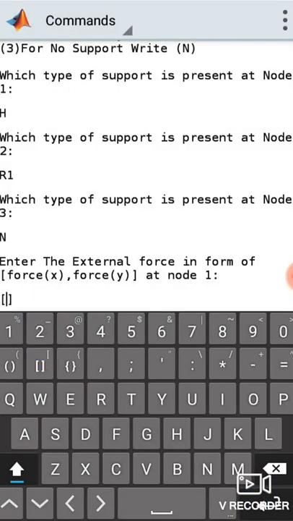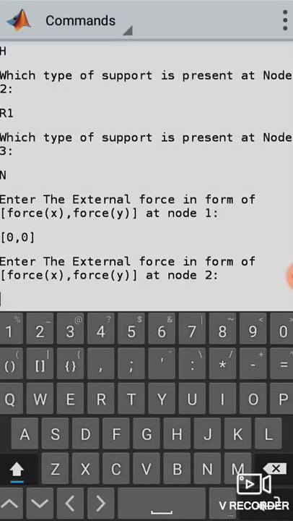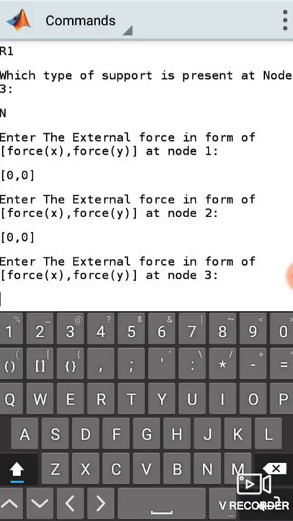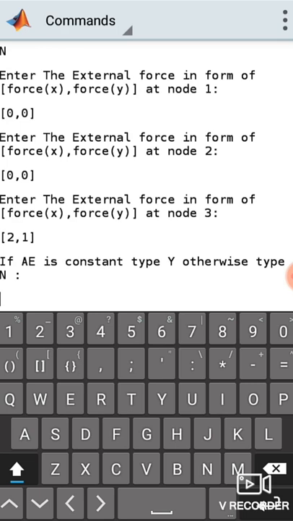So it is asking me, are there external forces present at node 1? No, I have no external force present at node 1, so I am writing 0 0. Similarly at node 2, but at node 3 I have 2 forces: a 2 kilonewton force in the positive x-axis and a 1 kilonewton force in the positive y-axis. So I am executing this program.